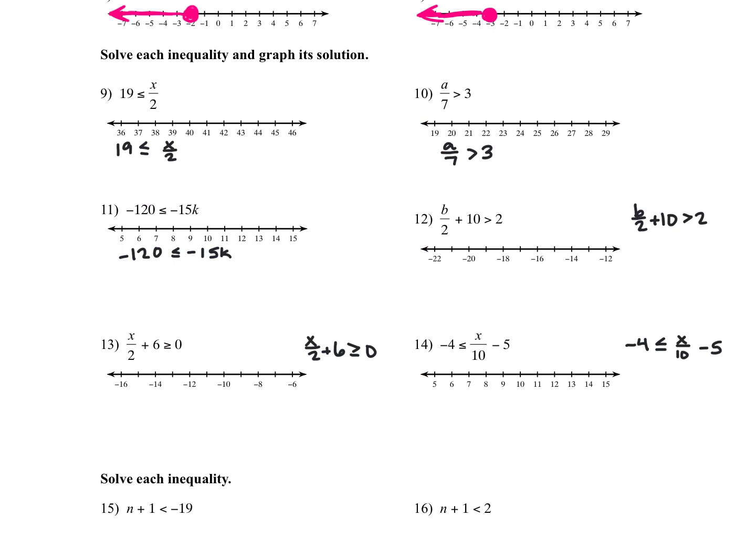Numbers 9 through 14 are all solving an inequality and then graphing the solution. So looking at number 9, we're trying to get x by itself. This is x divided by 2. So we do the opposite, which is multiplying both sides by 2. And we will get 38 is less than or equal to x. We could rewrite that as x is greater than or equal to 38, and then we just graph it.